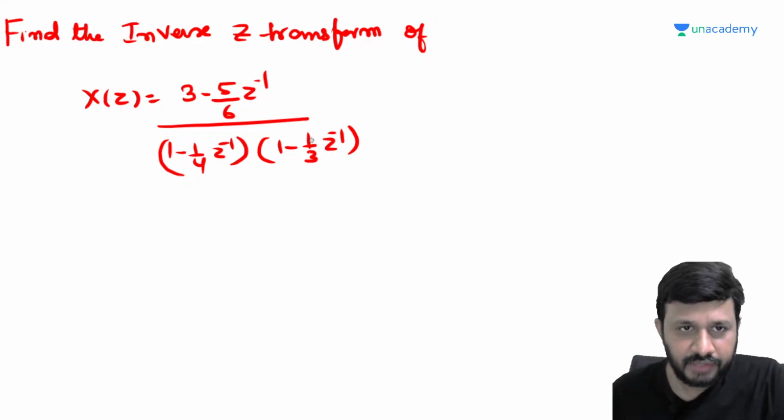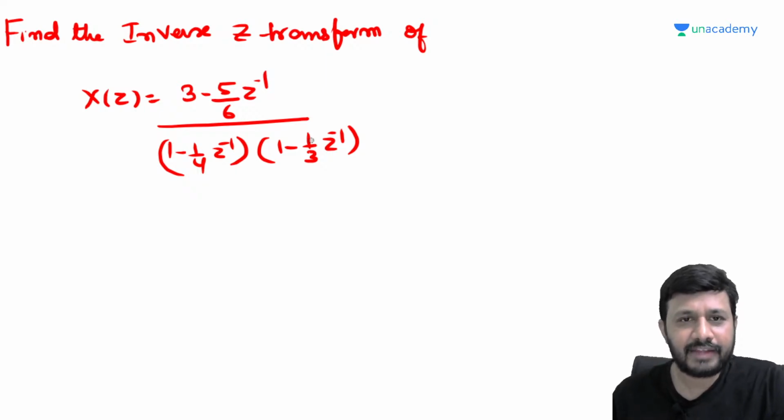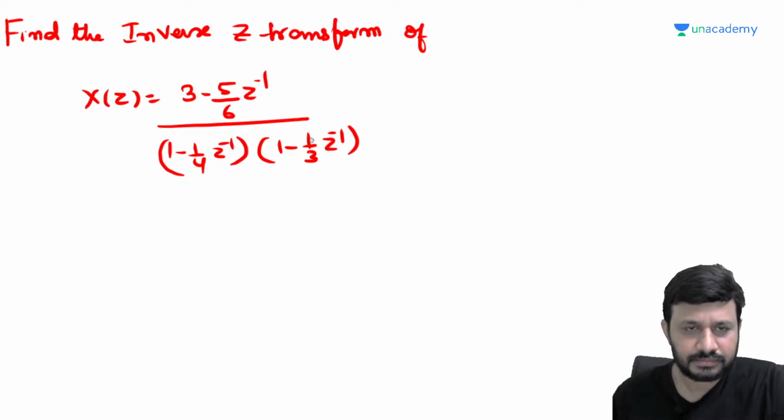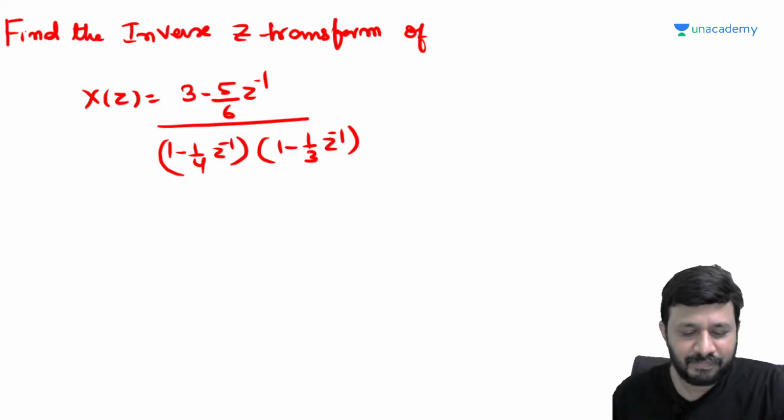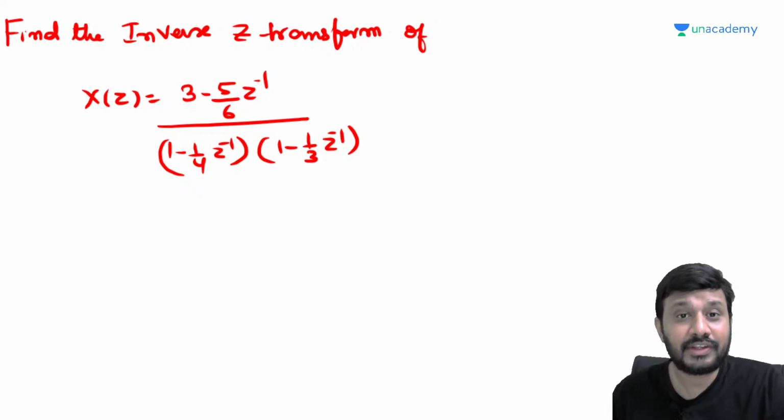Here, if you observe the problem, find the inverse Z transform. One data is missing. What is that data? Please tell me. In the problem, some data is missing. I ask you to find out. Yes, exactly. You are right, Harish. ROC is missing. We can find out the inverse Z transform provided you are given the ROC.